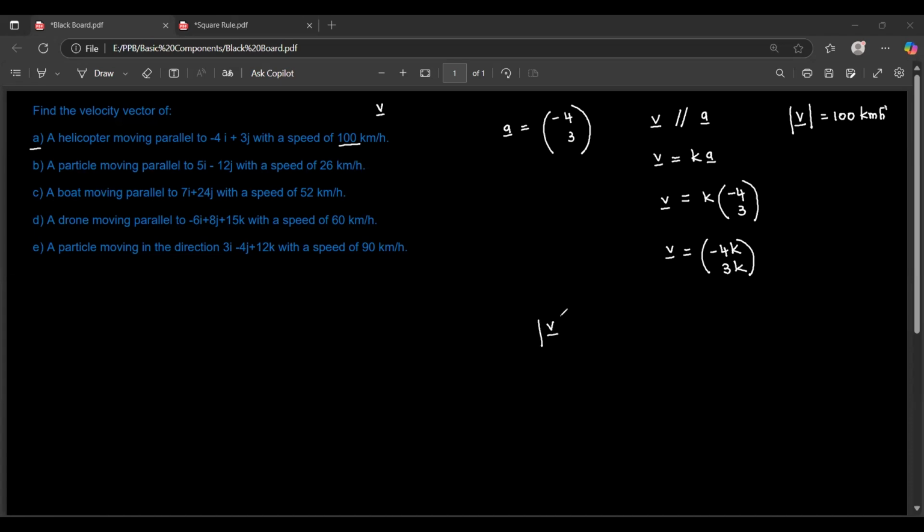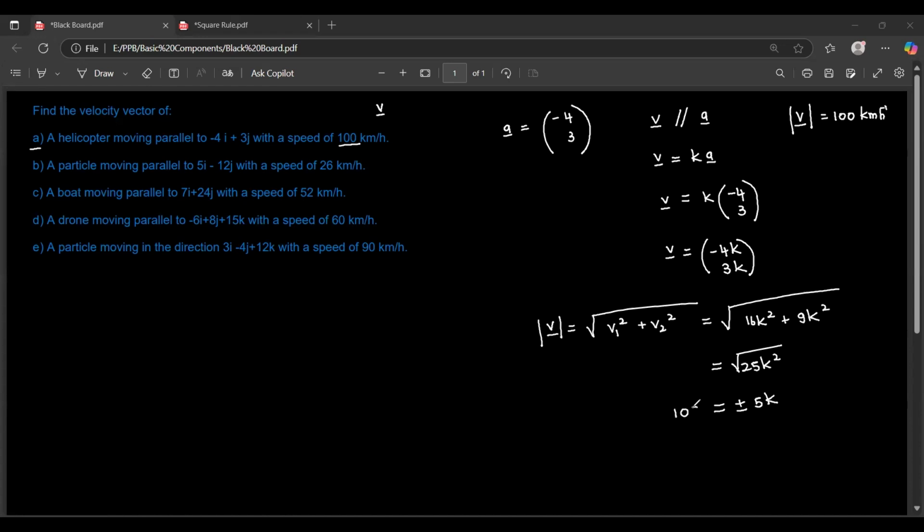Well, the magnitude of vector v is equal to the square root of v1 square plus v2 square. So it can be given as minus 4k whole square, which is 16k square, plus 9k square. So that is equal to the square root of 25k square, and that can be given as plus or minus 5k. And they are saying the value is equal to 100. Please keep this in mind.